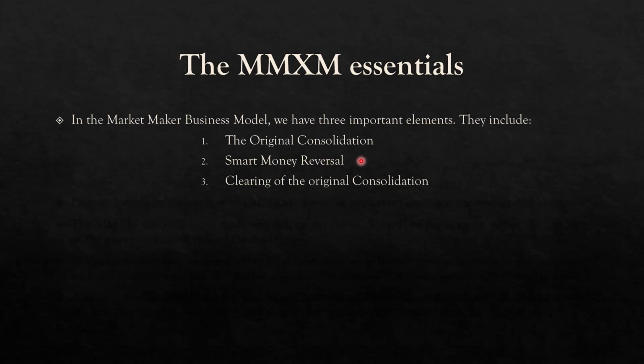After the smart money reversal formation, we don't strive to capture the tops and the bottoms. We wait for a significant shift in market structure. That is when we'll be on one side of the marketplace with anticipation of the original consolidation being cleared. So we'll be focusing on one side of the marketplace as we wait for the original consolidation to be cleared. Hence, the third area is the clearing of the original consolidation.